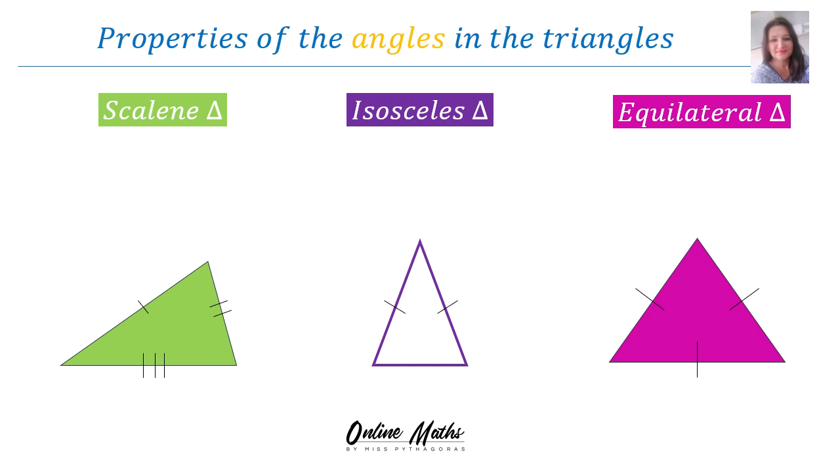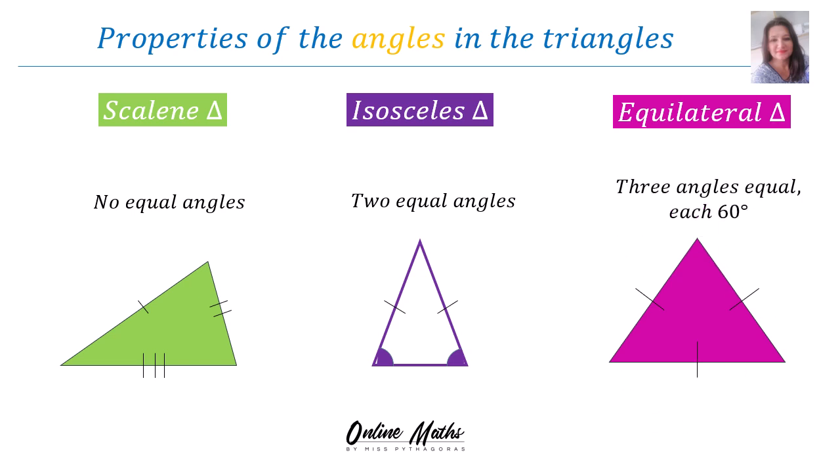Let's look at the properties of the angles in the three triangles. On the scalene triangle, there's no equal angles. On the isosceles triangle, you find two angles equal. There's your two base angles. And then in an equilateral triangle, there's three angles equal, and each angle is equal to 60 degrees.